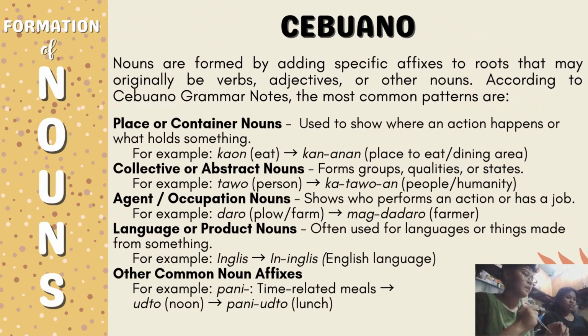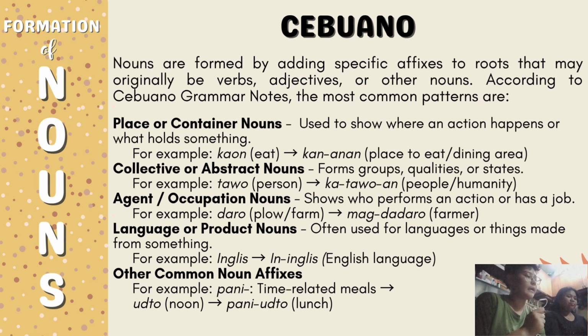Next page, formation of nouns. We will start again with Cebuano. Every word in Cebuano begins with a root that holds its core meaning, and new words are created by adding affixes in four ways. We have prefixes, at the start. Second is infixes, inserted inside. Third is suffixes, added at the end. And lastly is circumfixes, which wrap around the root.